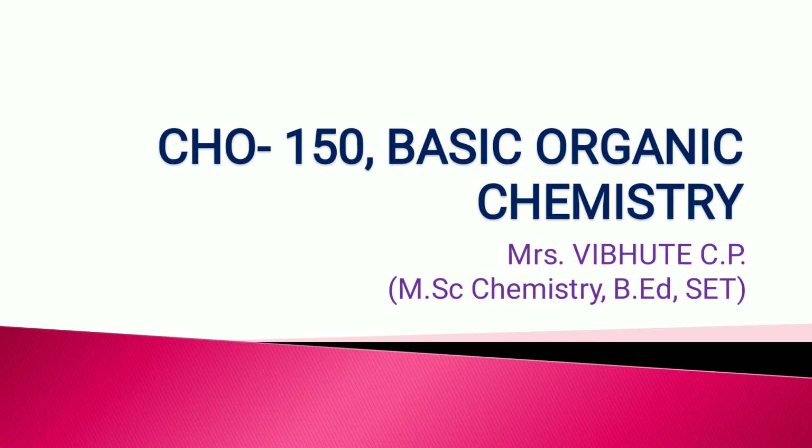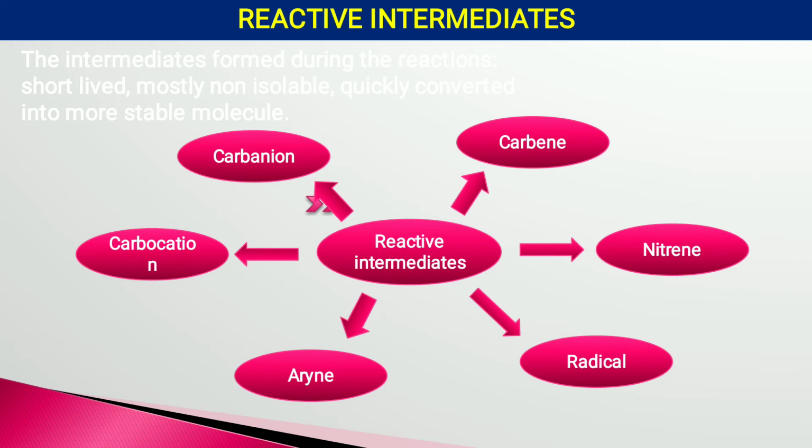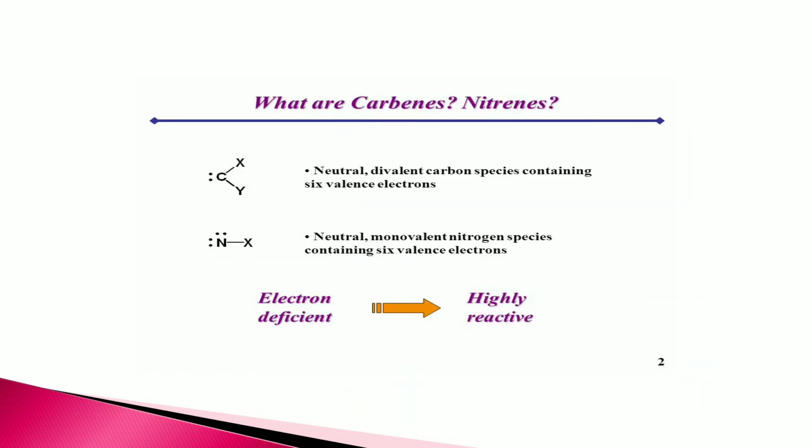Last time we learned about some reactive intermediates, that is carbocation, carbanion, carbene and the radicals. Today we are going to learn the reactive intermediates nitrene and arene. Last time we learned about what carbenes are. Today we are going to learn the comparison between carbene and nitrene.